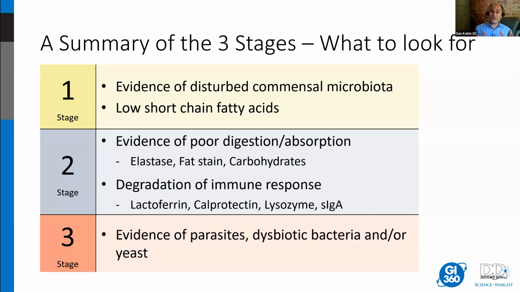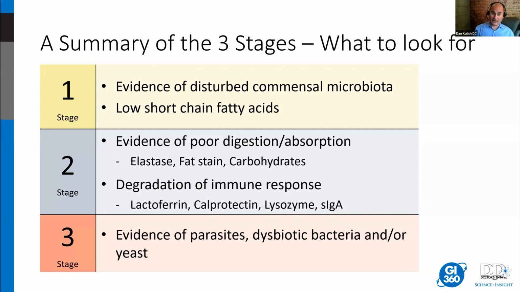Stage 2 is now there's evidence of poor digestion, poor absorption, elastase is off, the fat stain, something wrong with carbohydrates. You're not having proper stomach action to make HCl. You're not having proper pancreatic enzyme output. And then horrible, your gallbladder's not working well, right? All kinds of chaos happens when the gallbladder's not working well. Or it's a little lower down, and you've got something like lactoferrin or calprotectin or lysozymes or SIgA out of balance, and you've got a degradation of the immune response. You've got an inflammatory process. You've got leaky gut. Okay, so stage 2, you're going to want to fix the organ. Stage 1, you want to fix the microbiome.